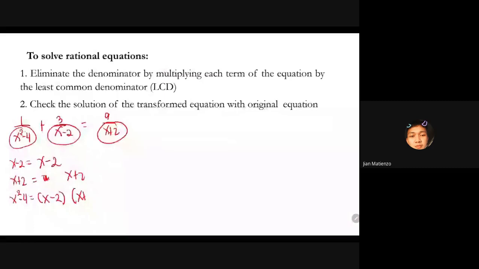I hope kahit na medyo masakit sa mata yung nakikita natin ng mga numbers, you can still follow my solution. If in case nalilito, you have to unmute yourself or use the chat box.